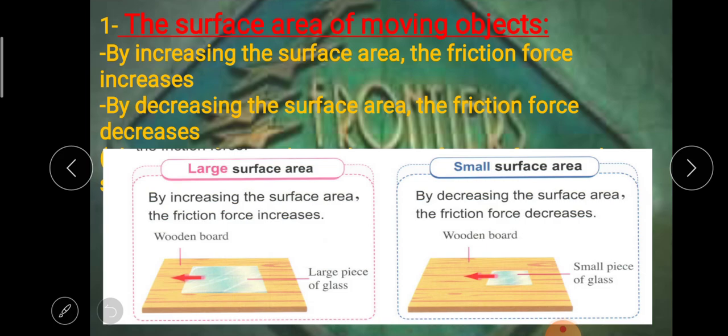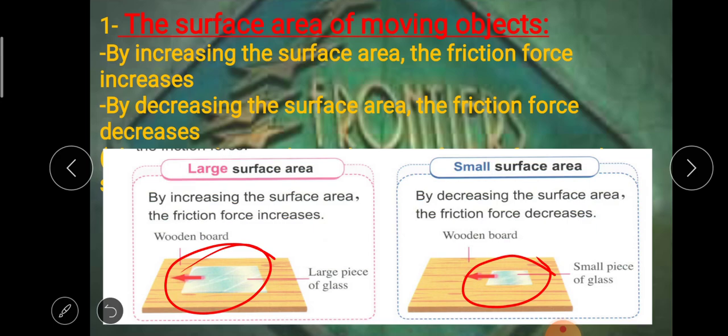First, the surface area. What is the surface area of a moving object? The surface area means the space that it takes, whether it's a small thing or a large thing. Like you see now in the picture, we have a large piece of glass that moves on a wooden board, and then a small piece of glass on the wooden board. Which one will make more friction? Yes, the large piece of glass.